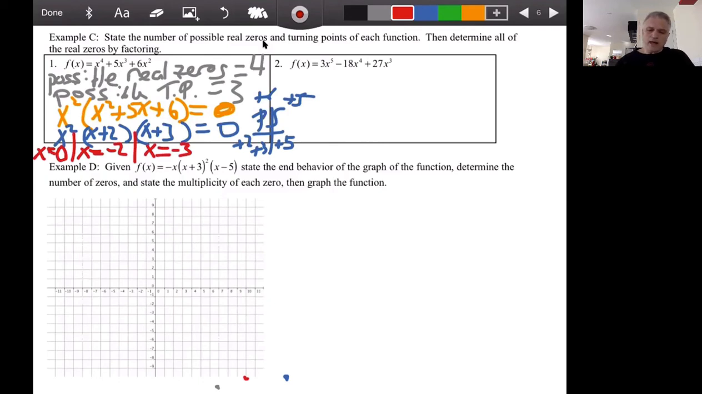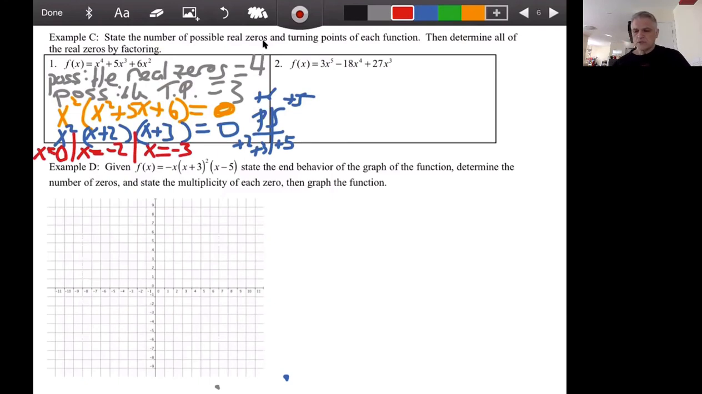Now, at most, we could have had 4. We got 3. Okay, you don't have to have 4 every time. 4 is the number of possible real zeros. It's not the number that you have to have of real zeros. You might have a quartic with 0 real zeros sometime, okay, that never touches the x-axis.